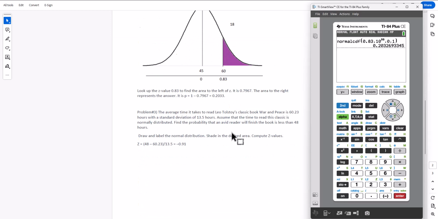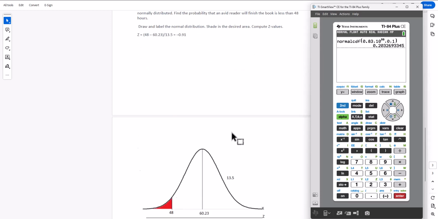For problem 3, it says the average time it takes to read Leo Tolstoy's classic book, War and Peace, is 60.23 hours, with a standard deviation of 13.5 hours. Assume that the time to read this classic is normally distributed. Find the probability that a reader will finish the book in less than 48 hours.